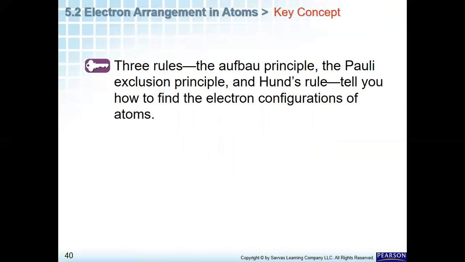So we got 3 rules, guys, by the end: the Pauli exclusion principle, and Hund's rule tell you how to find the electron configurations for the atom.